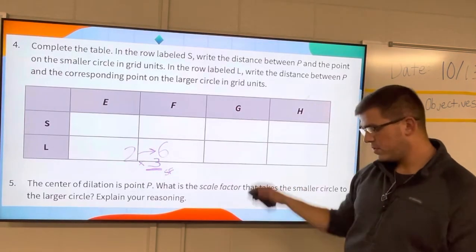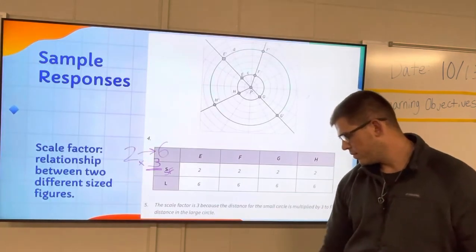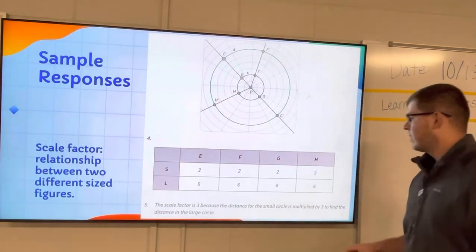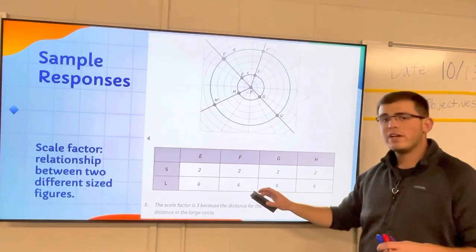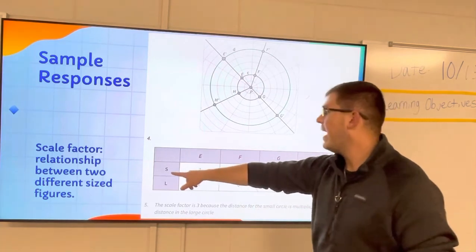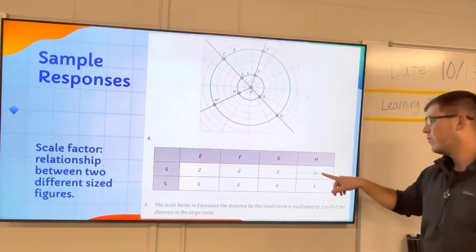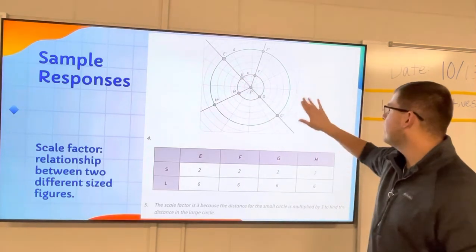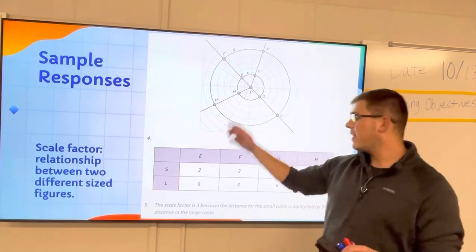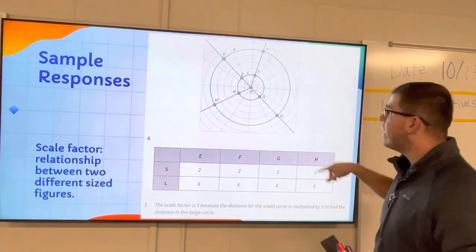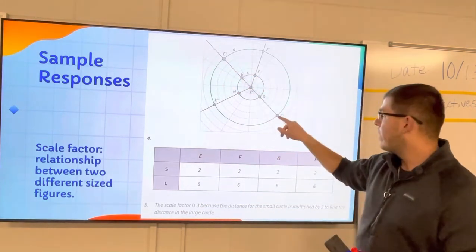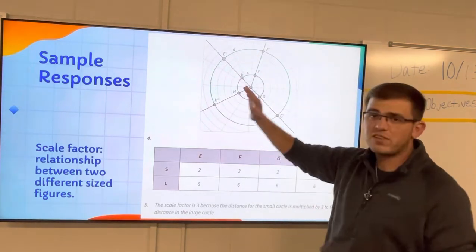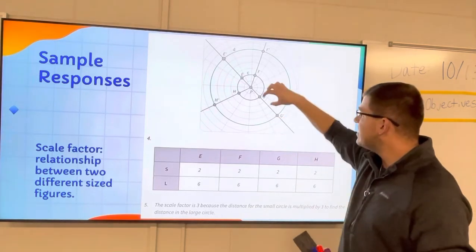Just take a few minutes to fill this out. Something we should notice here is that all of the S's should be the same for E, F, G, and H. They're all 2 units away from that center of dilation. Same thing with L. They're all the same number of units away from that center of dilation. No matter where you put it, these were just some samples. You could have put it here, here, or here, it doesn't matter. All of them are 6 units.